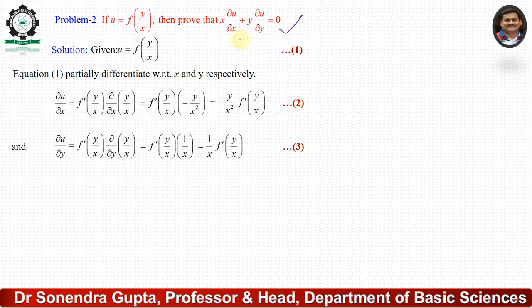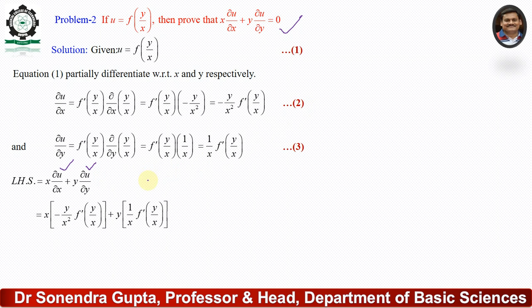Now taking the LHS of this equation, x del u upon del x plus y del u upon del y, putting the values of del u by del x and del u by del y from equations number 2 and 3. Now here x and x cancel, then y and y multiply in the terms, then we get minus y upon x, similarly y upon x. Obviously both the terms are the same, that means the value is 0, and we have proved that. Now this is one of the important problems.